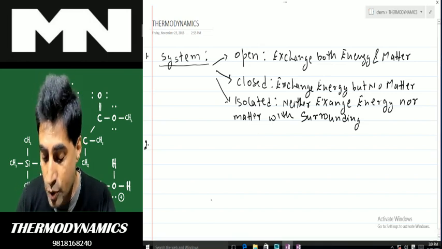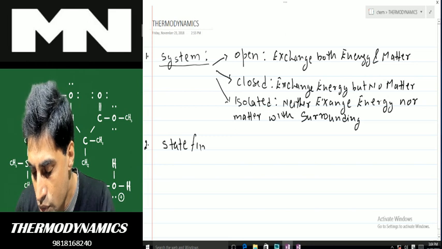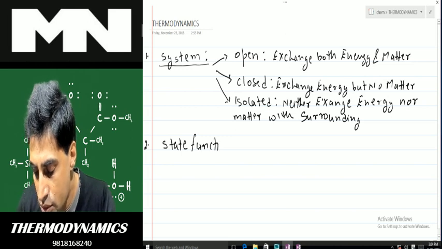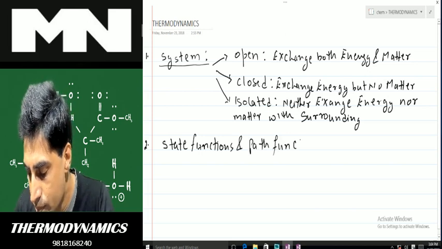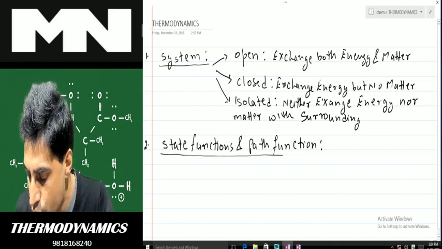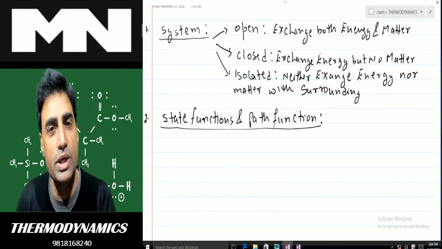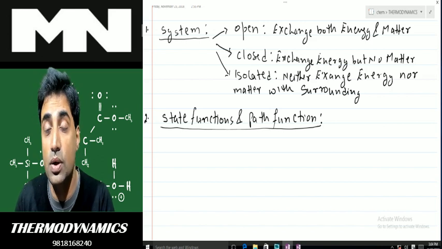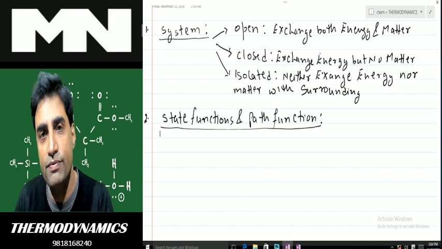These properties can broadly be divided into state functions and path functions. So we have state functions and path functions. What does that mean? There are thermodynamic properties which just depend on the initial and the final state of a system and do not depend on the path followed. Such thermodynamic properties are known as state functions.